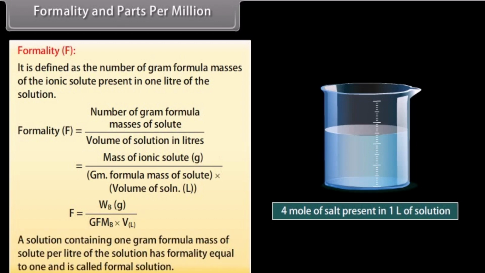A solution containing 1 gram formula mass of solute per liter of the solution has formality equal to 1 and is called formal solution.